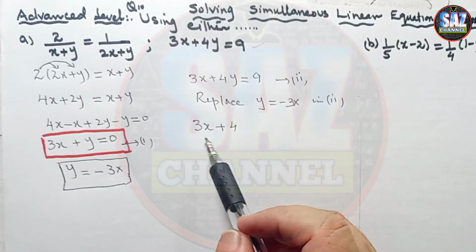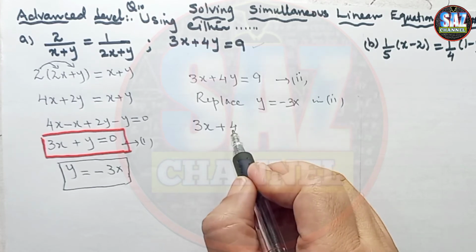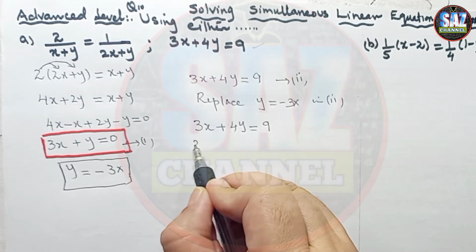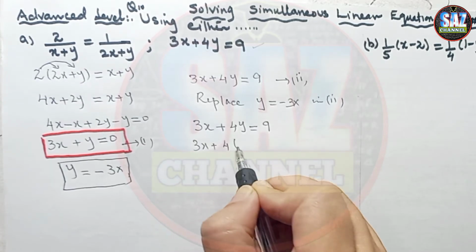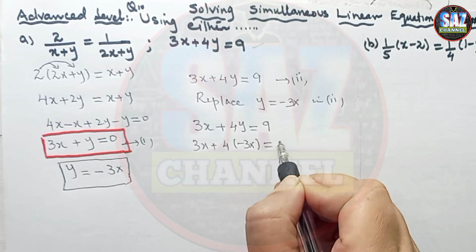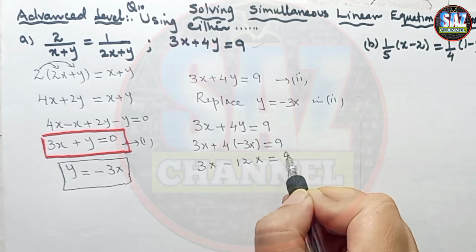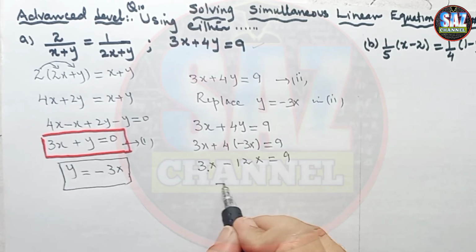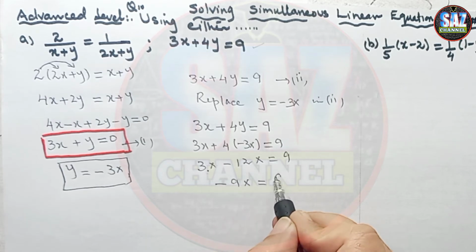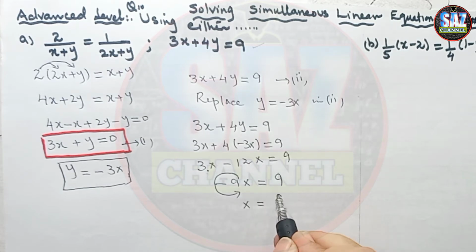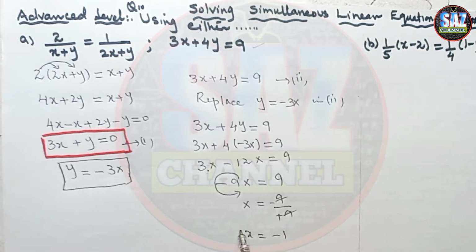Now equation 2 will take the form 3x plus 4 into y equals 9, or 3x plus 4 into minus 3x equals 9. 3x minus 12x equals 9. 3 minus 12 is minus 9x equals 9. Now shift this minus 9 to the other side. x equals 9 by minus 9, or x equals minus 1. x equals minus 1.